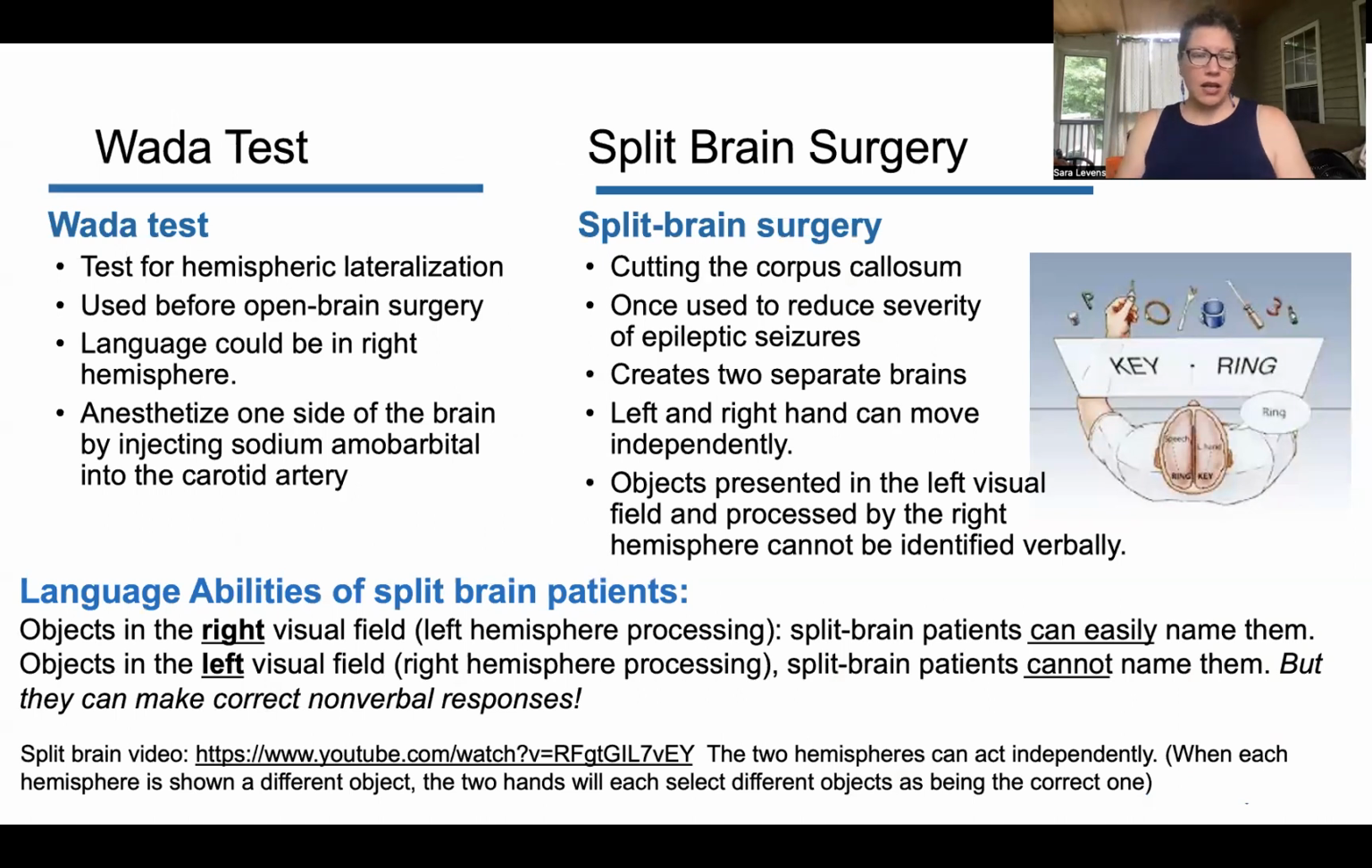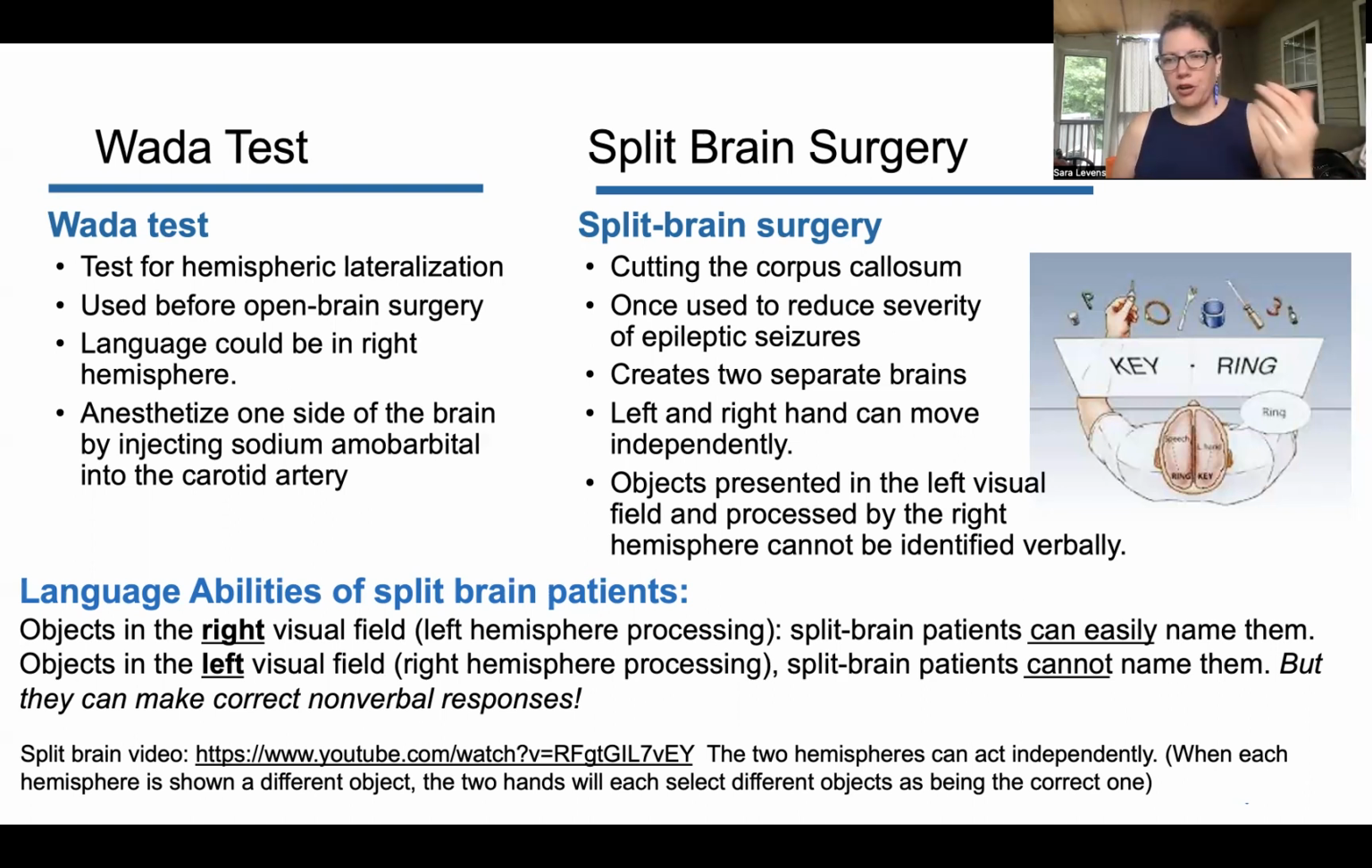And finally, looking further into lateralization, we have the Wada test, and this is a test that is oftentimes done before surgery, particularly brain surgery. It used to be really common in preparing for epilepsy surgery, because oftentimes the language center or regions near it can have higher levels of epileptic seizure activity.